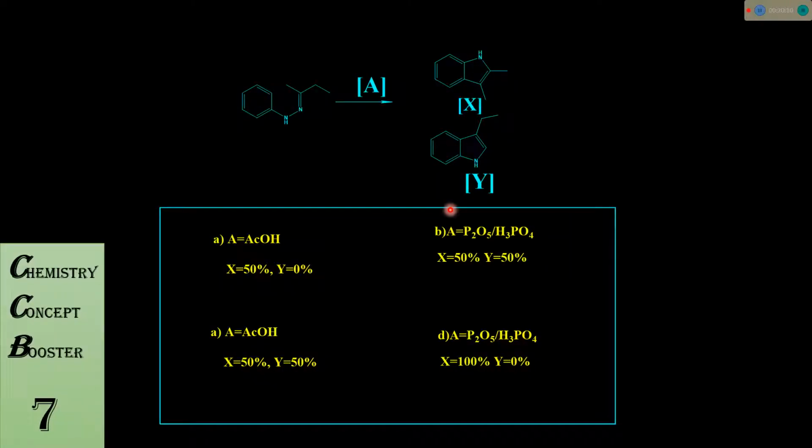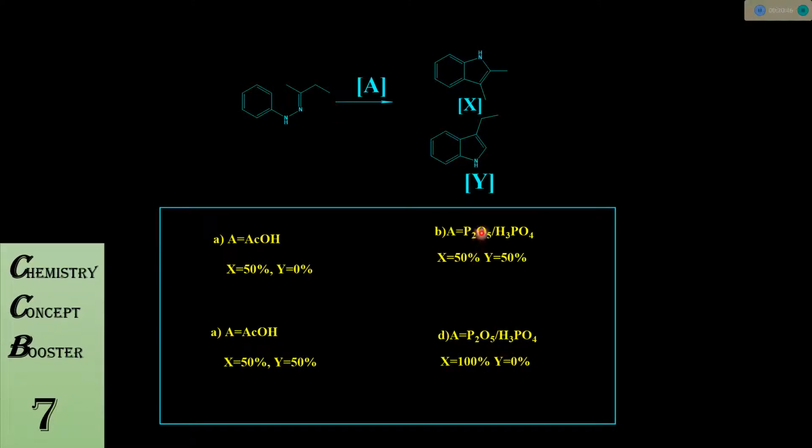So the option is A. If we use H3PO4 as the acid source, then we will get X 50%, Y 50%. If we use acetic acid as the source, then we will get X 100%, Y 0%. So in these three options, there is no option with X 100% and Y 0% for H3PO4. If we use H3PO4, we will not get X 100%, Y 0%.